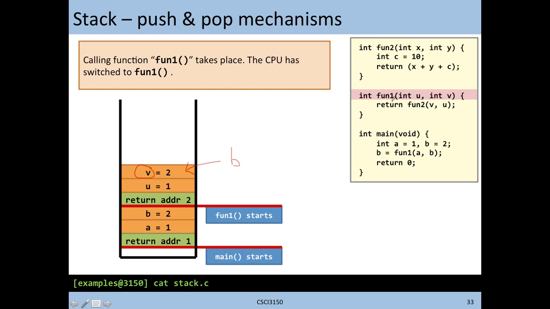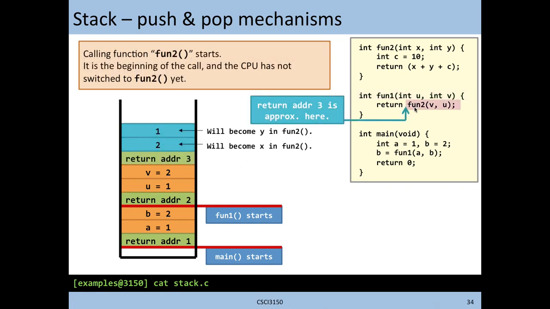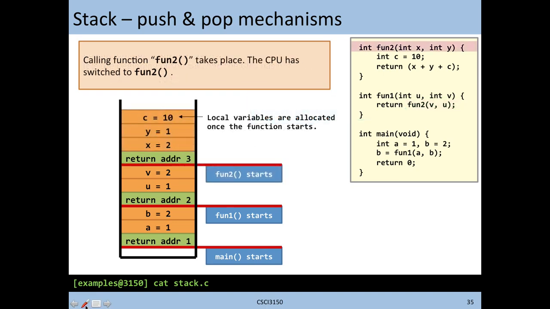And let us continue the story. I will call fun2. When I call fun2, you will have the same story. I push the return address so that when fun2 returns, it knows that I should return to this particular location here.